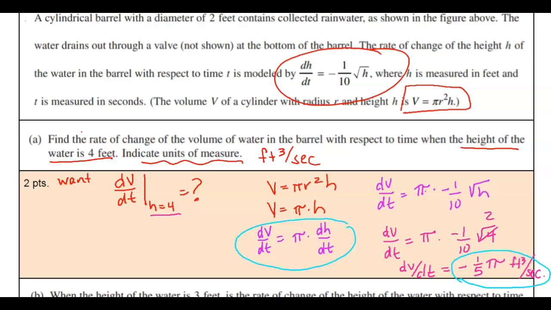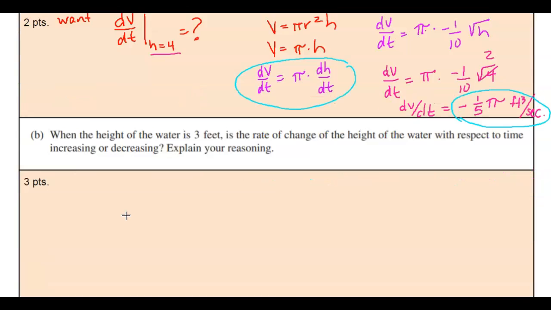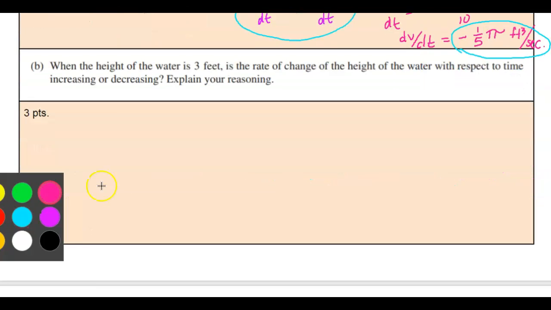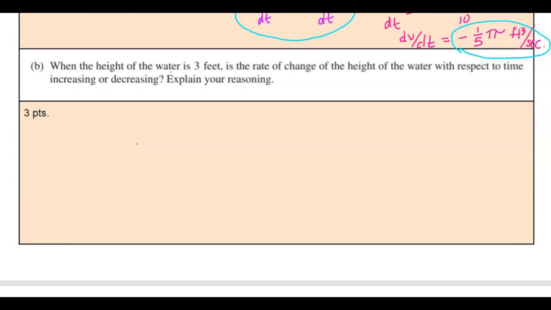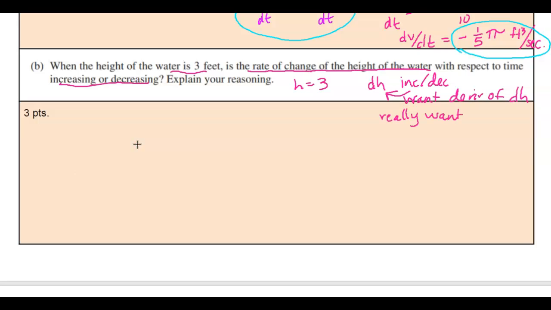Okay. All right, so part B says when the height of the water is 3, is the rate of change of the height increasing or decreasing? So dH increasing or decreasing. So if something's increasing or decreasing, it refers to the derivative of what you want. So what I want is the derivative of dH. So what I really want is the second derivative.